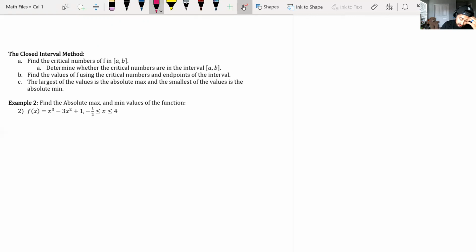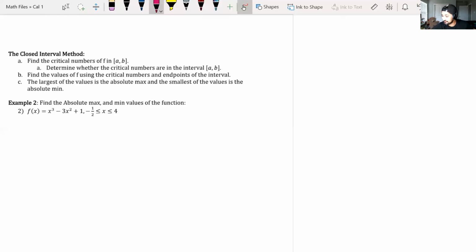That's what this says right here. Find the values of f using the critical numbers and the endpoints of the interval. And whatever the largest y value is, will be your absolute max. And whatever the smallest y value is, it'll be your absolute minimum. That's it. And if our critical numbers happen to not fit in the closed interval, well, we just ignore them because we don't need them.